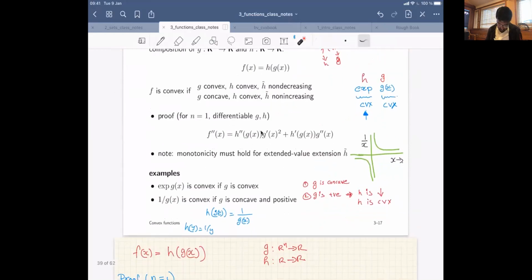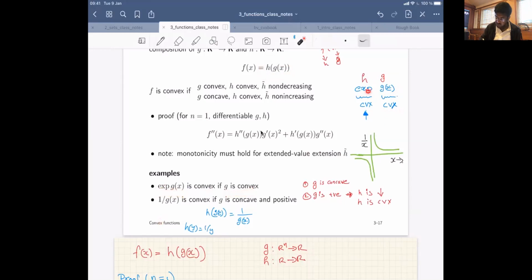Now we'll see some examples. Exponential of g of x is convex if g is convex. Why? Here what is our h? We have a form like h of g of x. So here what is h? H is exponential, right? And g is just g here, right? So it is given that g is convex. So this is given, okay?